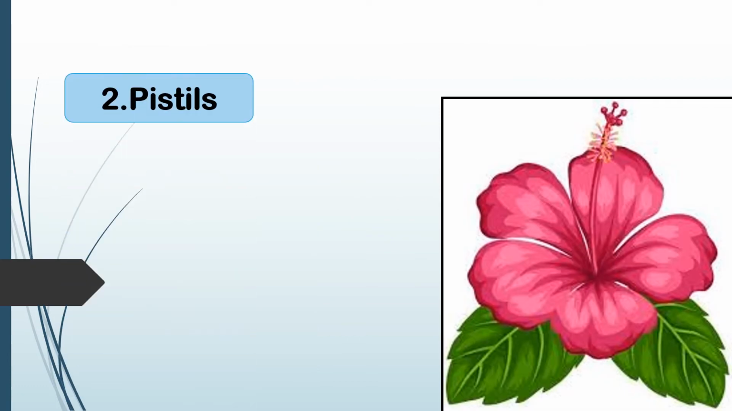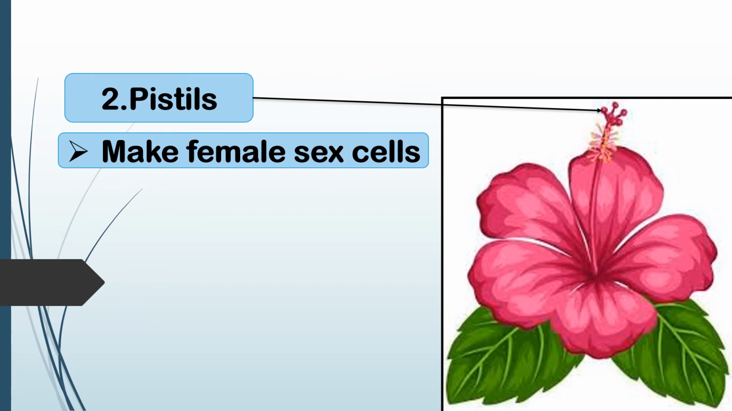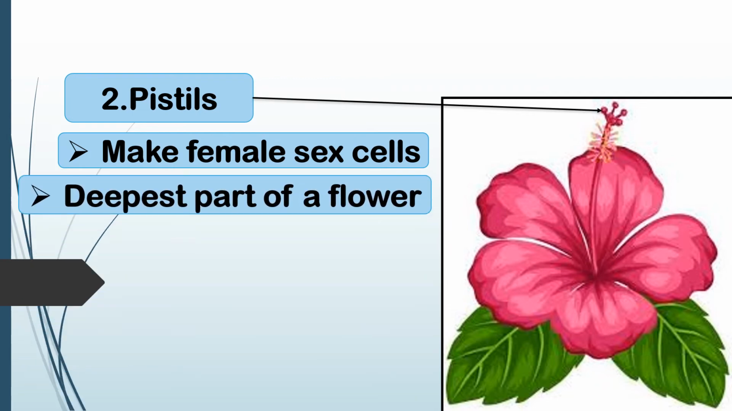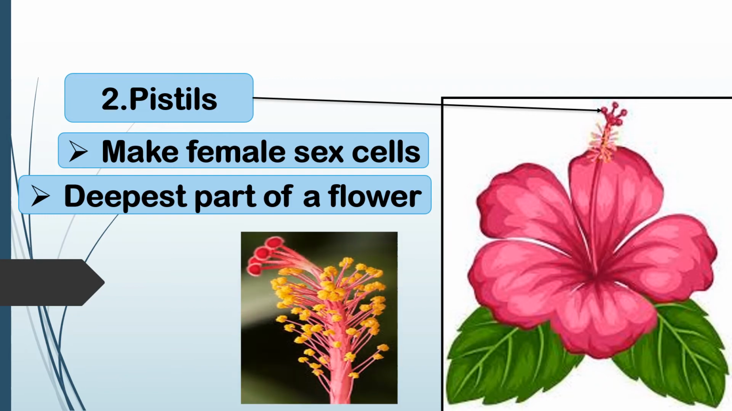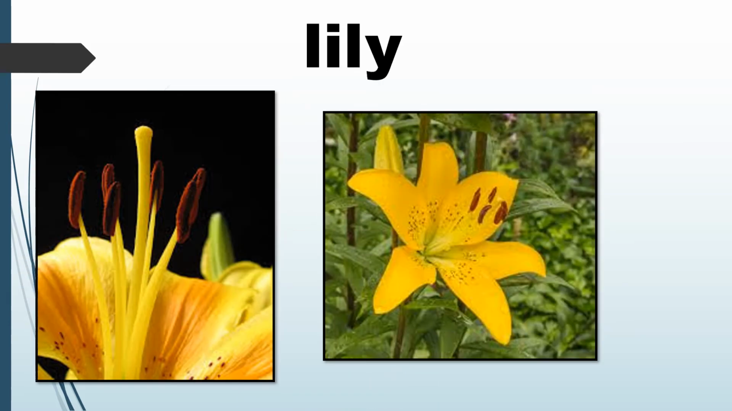Another part of the flower are pistils. These are the pistils of the hibiscus flower. It makes female or girl sex cells. For the stamen, it is male, and for the pistils, it is female sex cells. It is the deepest part of a flower because it's like a hole. Its color is pink. So this is the pistil of hibiscus.